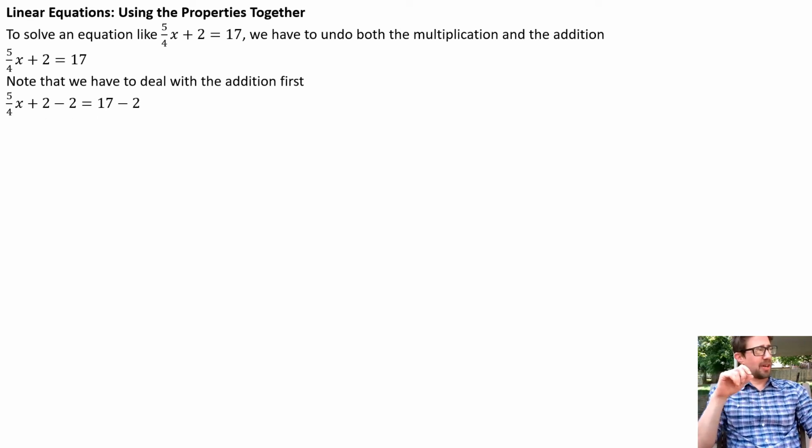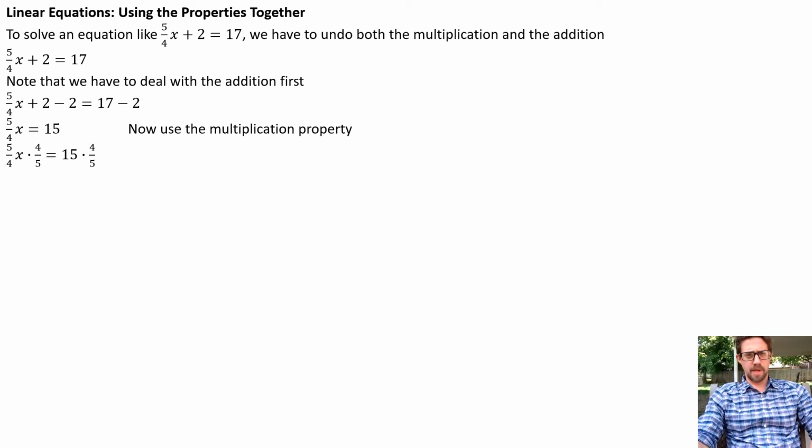Okay? So it really is like doing order of operations backwards because you're trying to undo everything that's being done to x. So subtract 2. On the left-hand side now, those cancel out, so we just have 5/4 x. And on the right-hand side, we just have 15. All right? And now use the multiplication principle. So just the reciprocal of 5/4 is 4/5. So multiply both sides by 4/5.